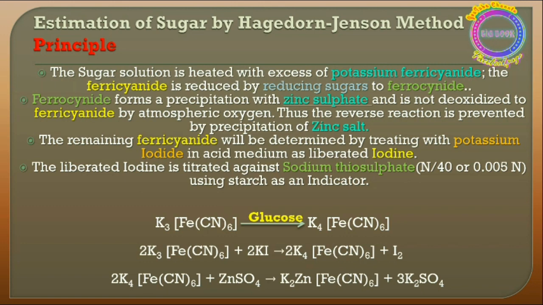Further, this ferrocyanide forms a precipitate with zinc sulfate and is not oxidized to ferricyanide by atmospheric oxygen. This is to avoid the reverse reaction. Whatever remaining ferricyanide is present will be determined with potassium iodide. The potassium iodide is added and reacts with the ferricyanide and liberates iodine.